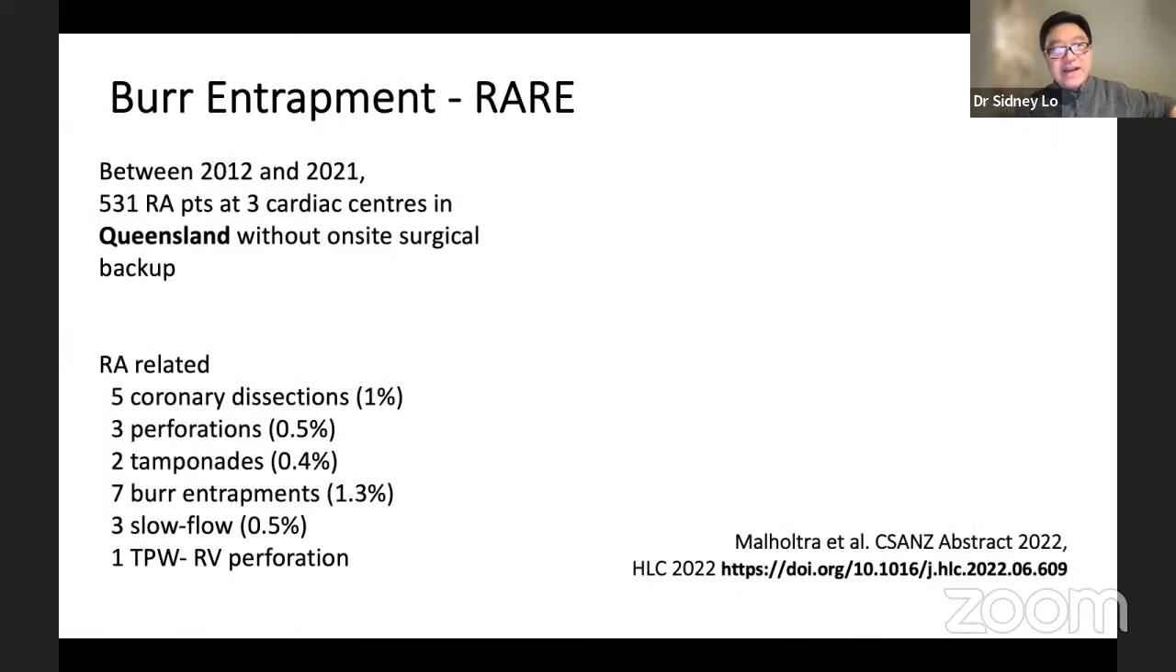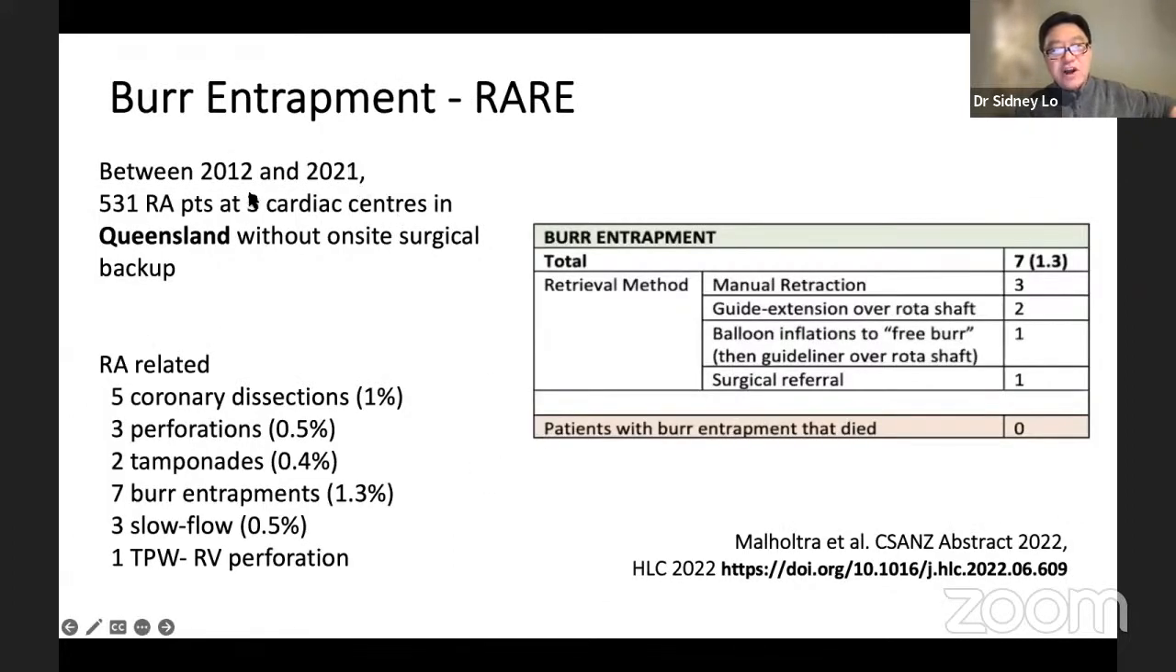I'll show you some Australian data. This is from Queensland over a 9-year period, 3 centers without surgery. They had quite a high rate of burr entrapment and coronary dissections. You can see their overall rate is quite high, more than 2%. And if your burr got stuck, you can see that they were looking at 7 burrs that got stuck during this 9-year period. You can see that mostly they were manually retracted and one surgical referral.